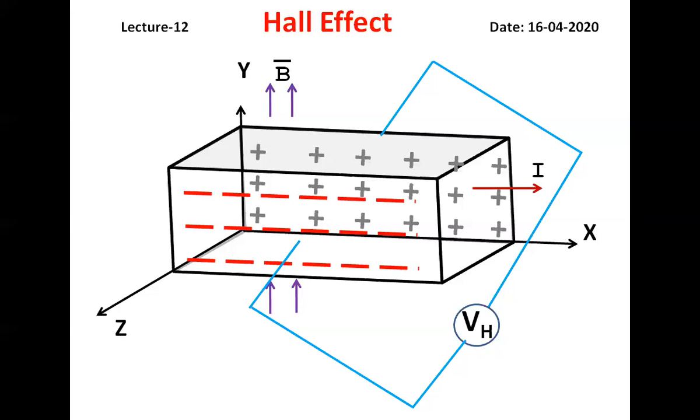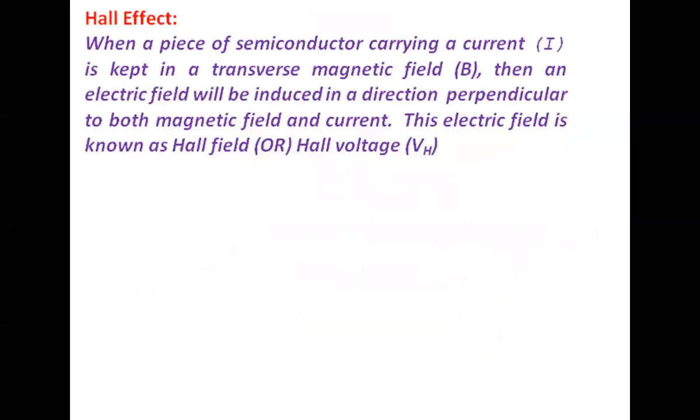Now if you see the definition of the Hall effect: when a piece of semiconductor carrying current I is kept in a transverse magnetic field, that means a magnetic field perpendicular to the current, then an electric field will be induced in a direction perpendicular to both the magnetic field and the current. This electric field we call the Hall field, and the voltage developed is called the Hall voltage.